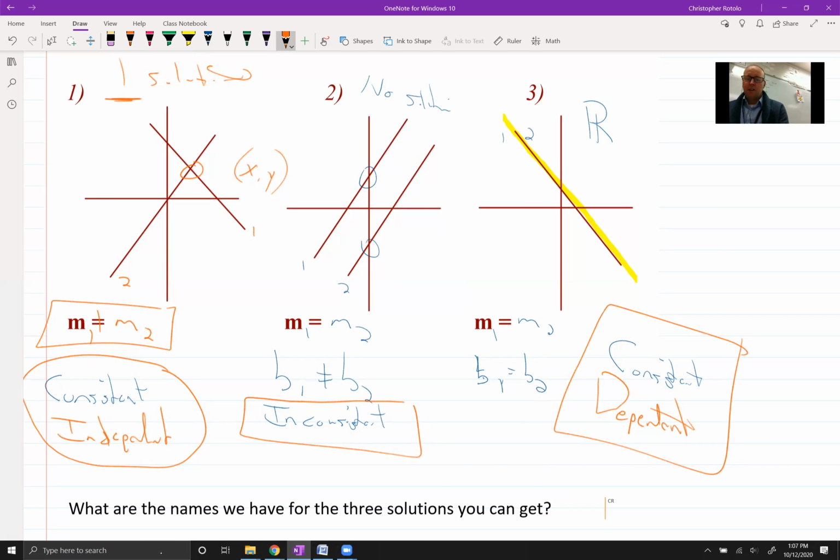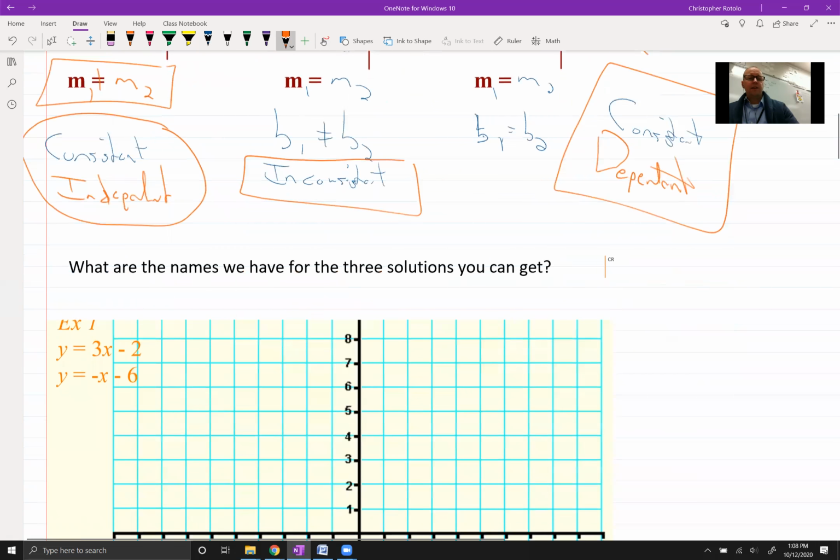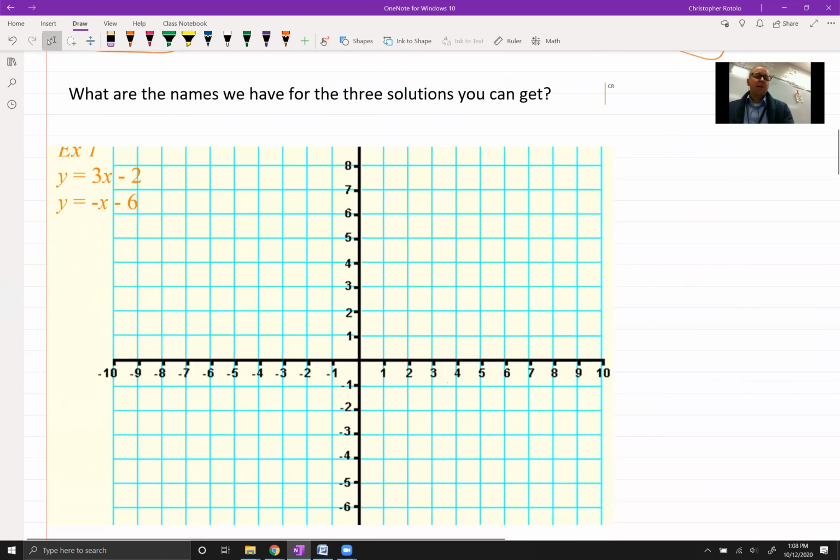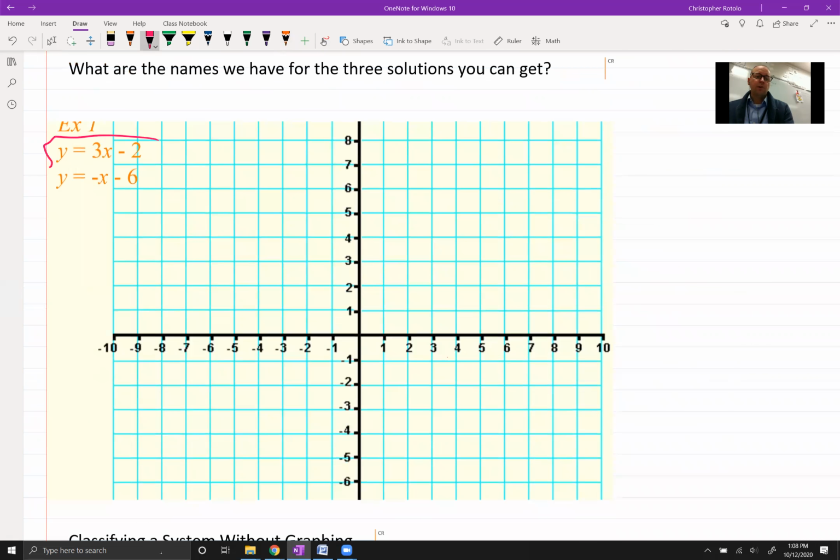Well, this yellow line is laying right on top of that maroonish line. Okay, so they're dependent upon each other. They share all the points, which makes it all real numbers. Okay, so that's the vocab. And those are the three things we can get. So the one thing we had to do in this section was to graph the lines. These are both in slope-intercept form, so it's kind of the easiest review we can do.